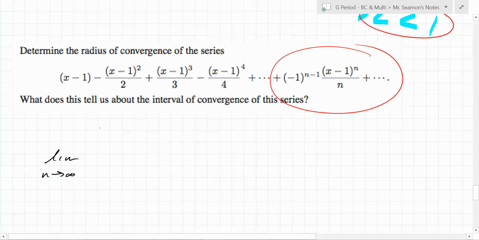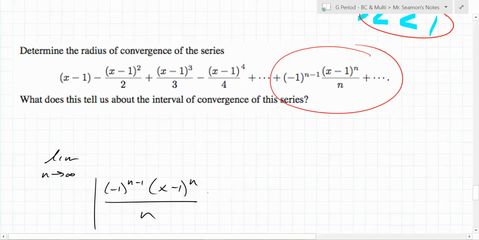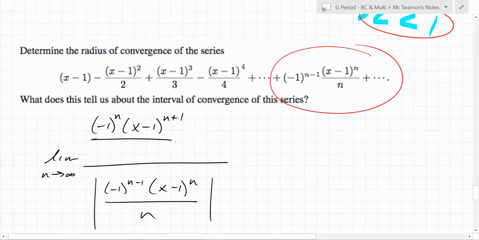We end up with -1 to the n minus 1, x minus 1 to the n over n. But that's not in the right place, right? That's the nth one. Where do we need to put that one? Down below. And what do we put up top? -1 to the n times x minus 1 to the n plus 1 all over what? Like this.